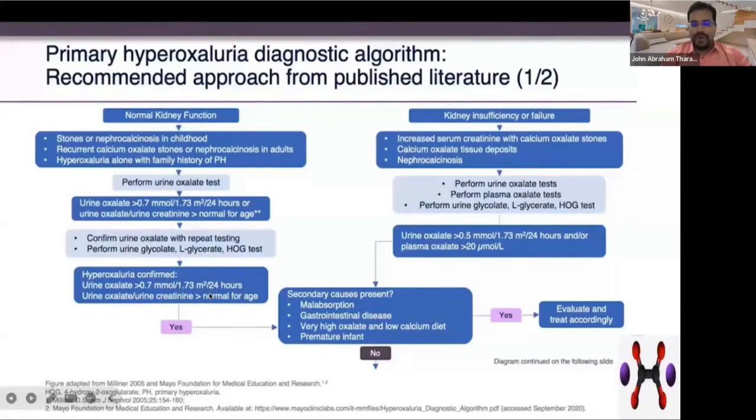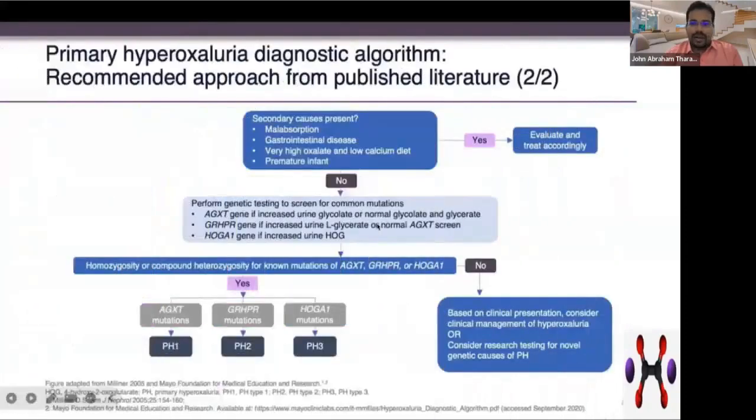Or if the urine oxalate is more than normal for age. Obviously, you need to rule out secondary causes like GI malabsorption, GI disease, very high oxalate and low calcium dietary causes, or a premature infant. This is about normal kidney function. If the patient has kidney insufficiency or failure, increased serum creatinine with calcium oxalate stones, calcium oxalate tissue deposits, or nephrocalcinosis, you perform a urine oxalate test, plasma oxalate test, urine glycolate, L-glycerate, and HOG tests, just like we have already mentioned. If urine oxalate is more than 0.5 and/or plasma oxalate is more than 20 micromole per liter, look for secondary causes. If yes, you need to evaluate accordingly.